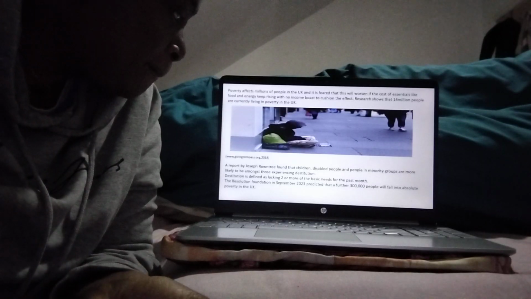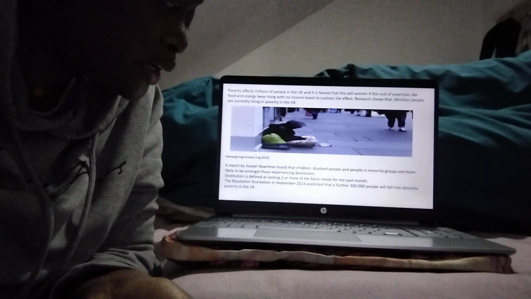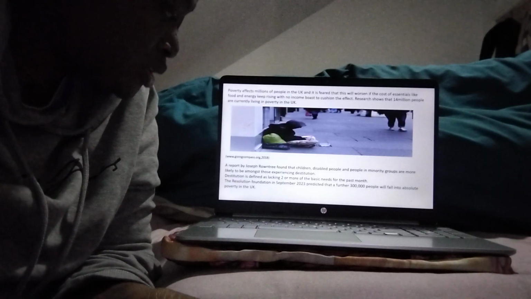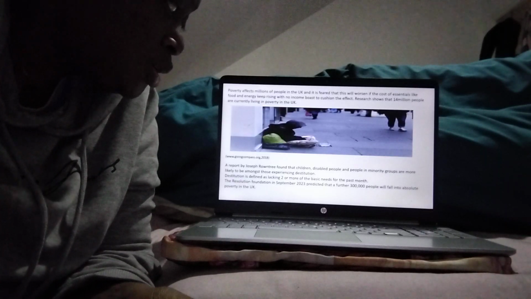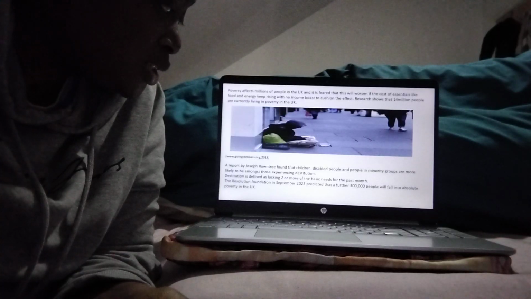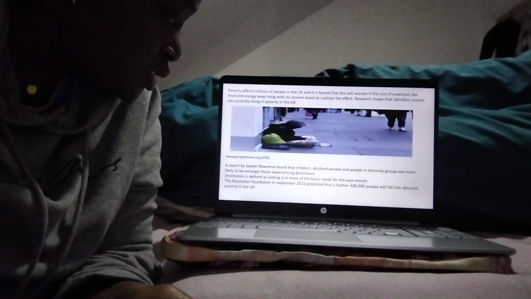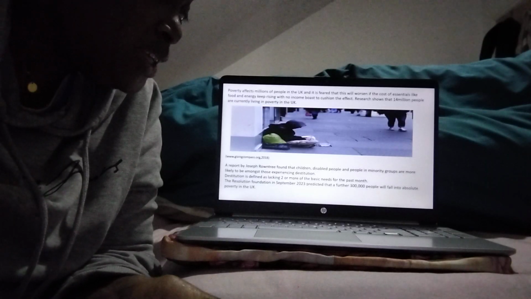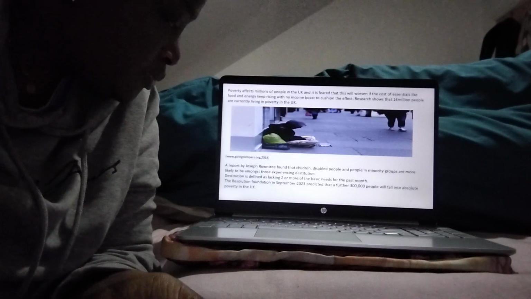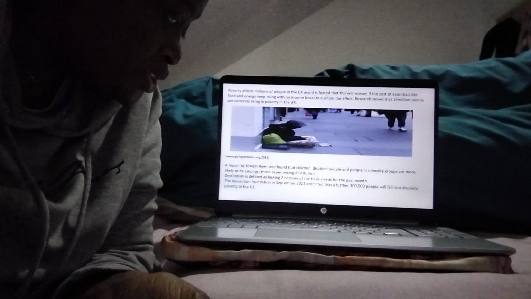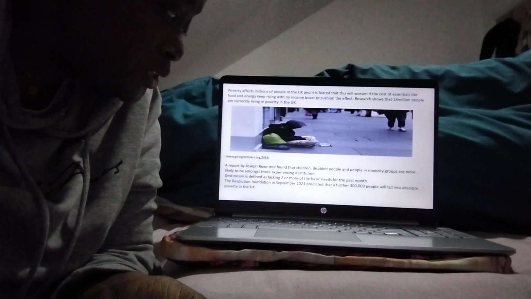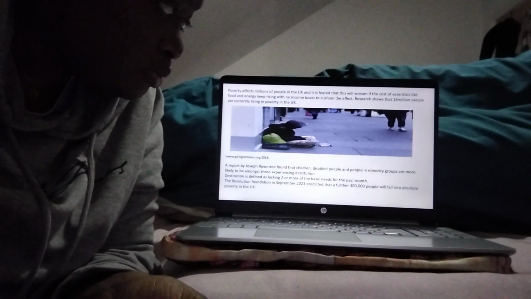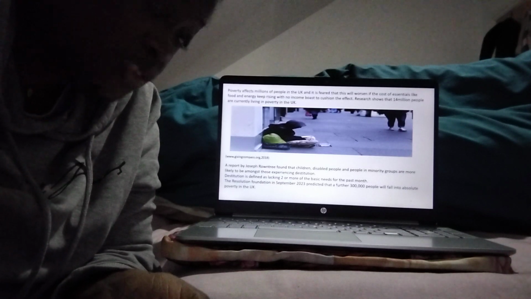A report by Joseph Rowntree found that children, disabled people, and people in minority groups are more likely to be amongst those experiencing destitution. Now, what is destitution? This is defined as lacking two or more of the basic needs for the past month. The Resolution Foundation in September 2023 predicted that a further 300,000 people will fall into absolute poverty in the UK.